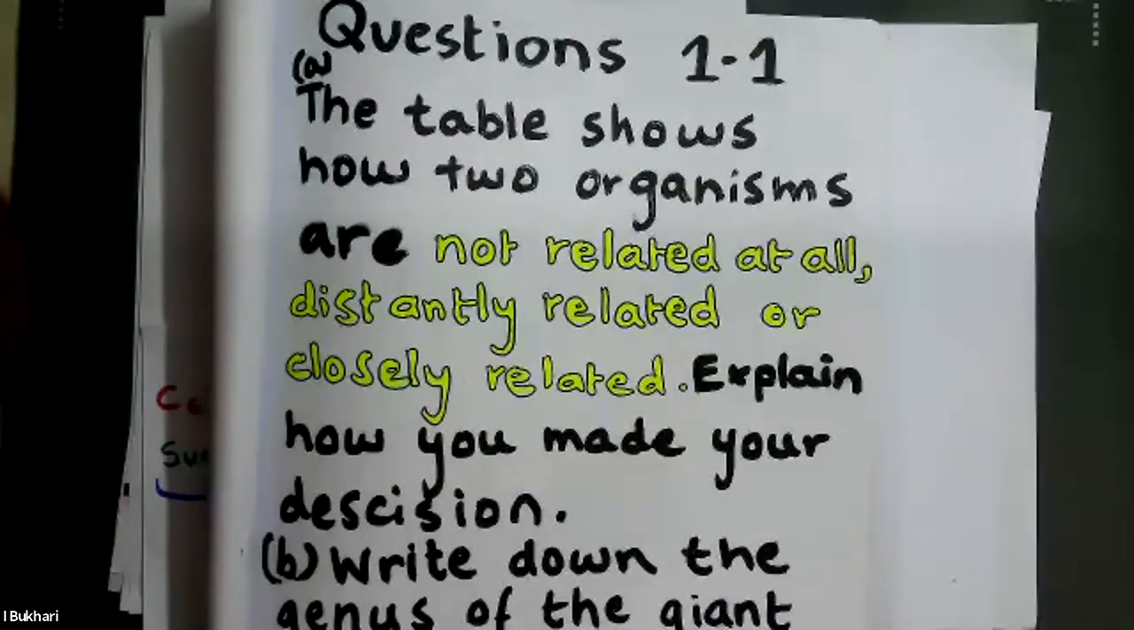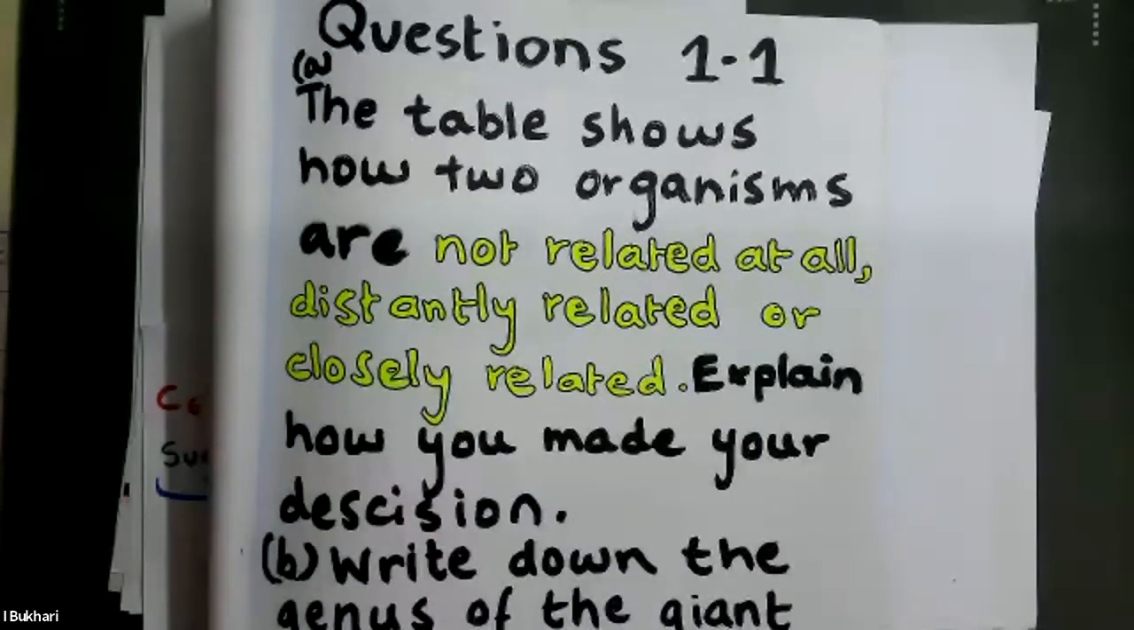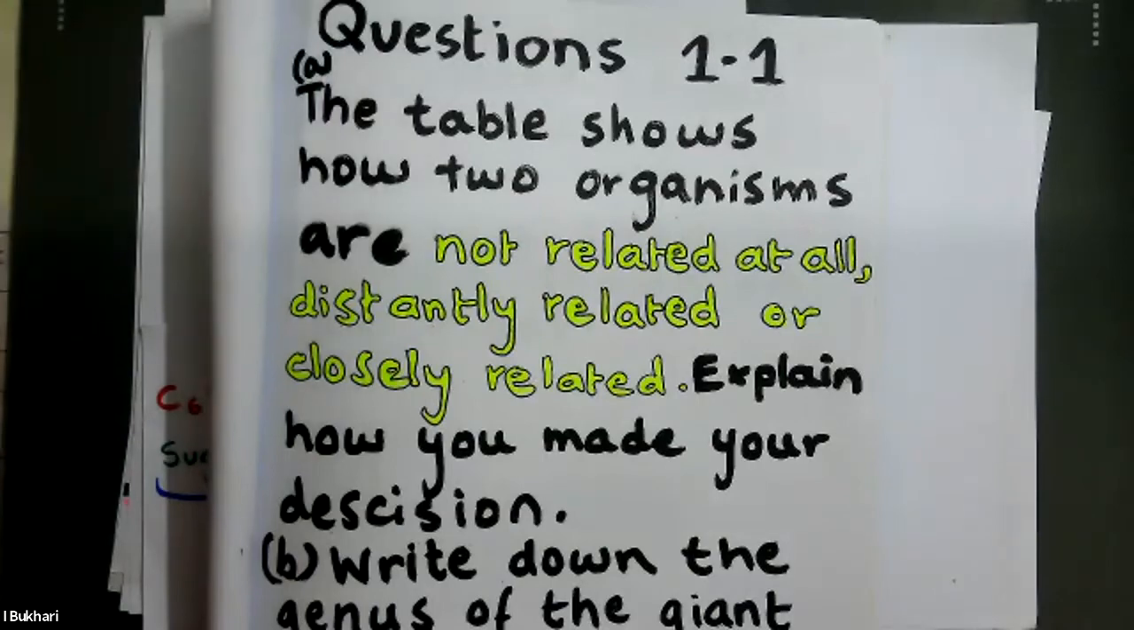So you're saying they're not related at all? They are related due to the kingdom, but their species are different. So what would you say? Not related at all or distantly related? Distantly related. If the kingdom is the same, but the rest is different, they are distantly related. But if the kingdoms are different, then they're not related at all. Okay.